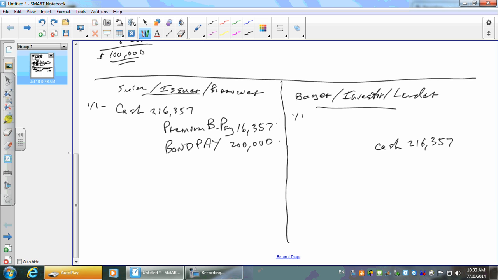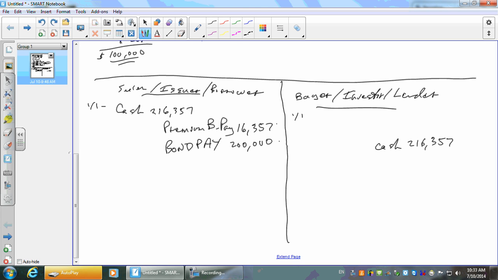Would you agree that if I borrow 216,357 and I only pay 300,000, that the amount of interest, that's what I did, right? I borrowed 216,357. I am going to pay 200,000 principal back at the end, and I'm going to pay 100,000 of interest. Take 300,000 less 216,357, and what do you get? 83,643. It's the interest. Everybody got it?